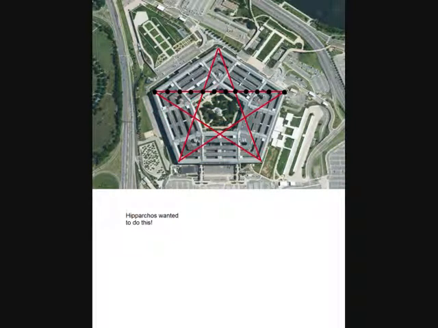Here's a pentagram. Hippasus wanted to put dots on the pentagram, equally spaced, so that there would be dots at these corners where the different types of lines intersect.